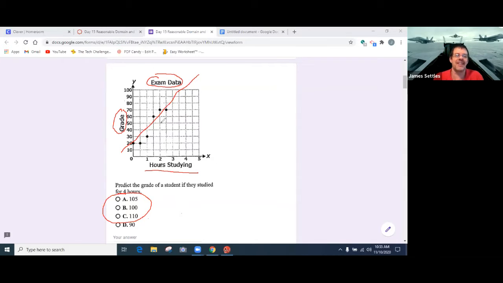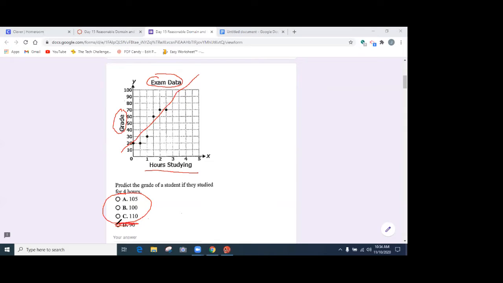Now, when I was looking at this last night, I was kind of bad. I didn't really look at this and think about this. I just followed the data. And right now, the data, if I study 4 hours, looks like it's going to be above 100. And so last night, when I created the answer for this, I was like, oh, yeah, well, it's definitely not going to be 90 and it's definitely not going to be 100.